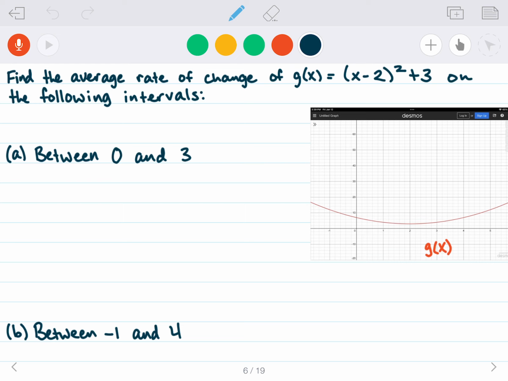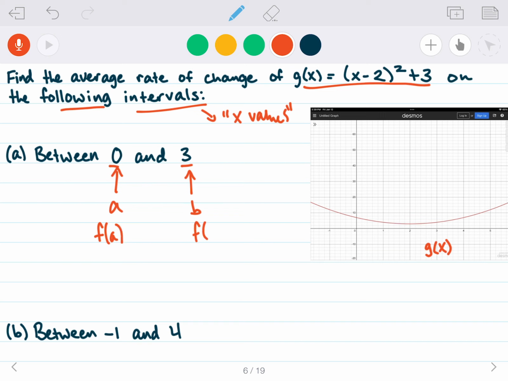Okay, so let's do some examples here. Find the average rate of change of this function that they give us on the following intervals. So when we say intervals, we mean the X values, or the independent variable. Okay, so we're starting from 0 to 3. So this is our A and this is our B. And now we want to find the corresponding outputs, F of A and F of B.